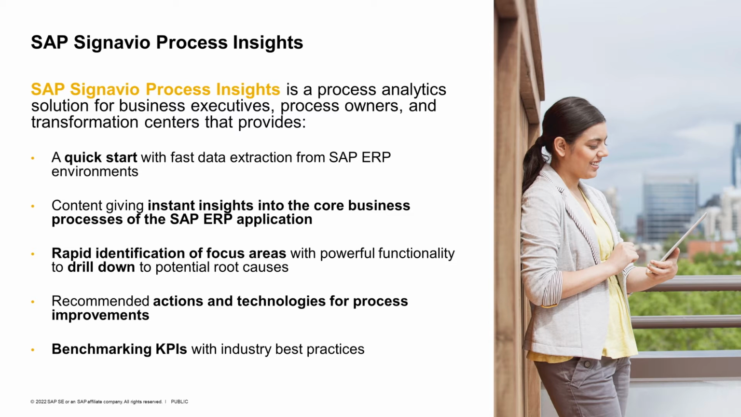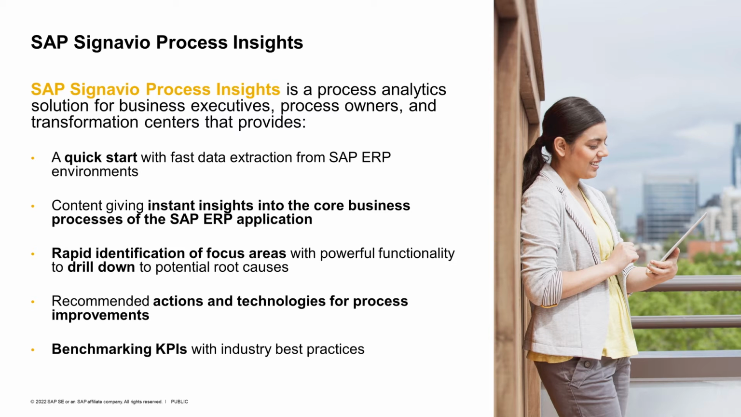SAP Signavio Process Insights is a solution for business executives, process owners, and lines of business users to help evaluate process performance and identify bottlenecks to improve with direct improvement recommendations. What SAP Signavio Process Insights does is provide a quick start with data extracted out of your SAP ERP environments. And then after that, it applies insights into that data, which provides you with insights into core business processes happening inside your SAP ERP applications.